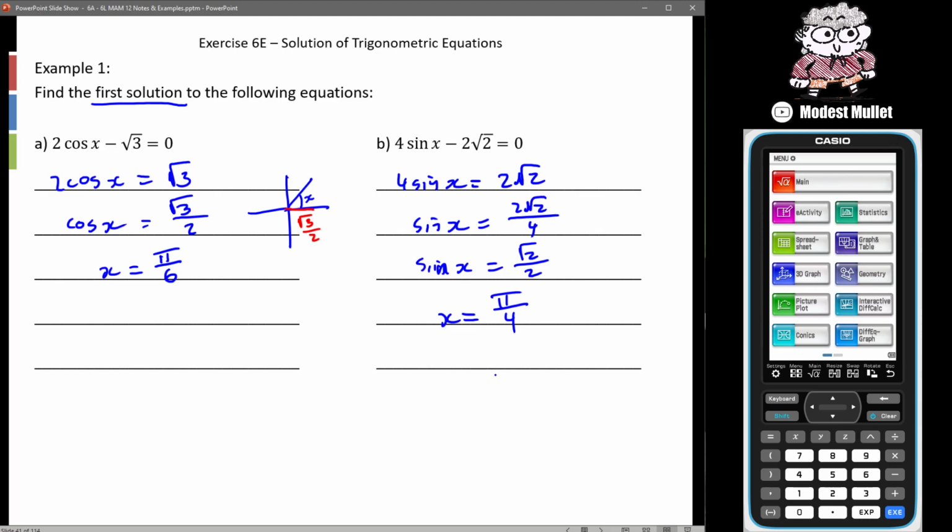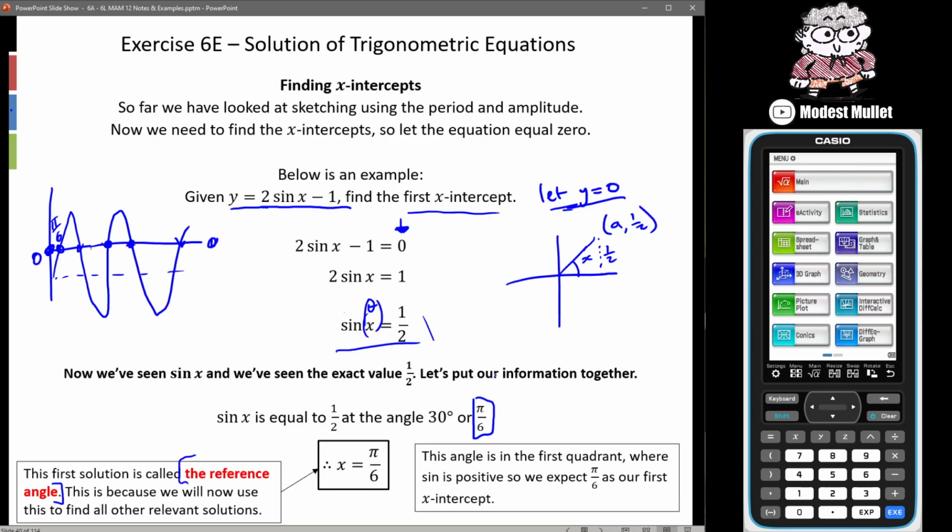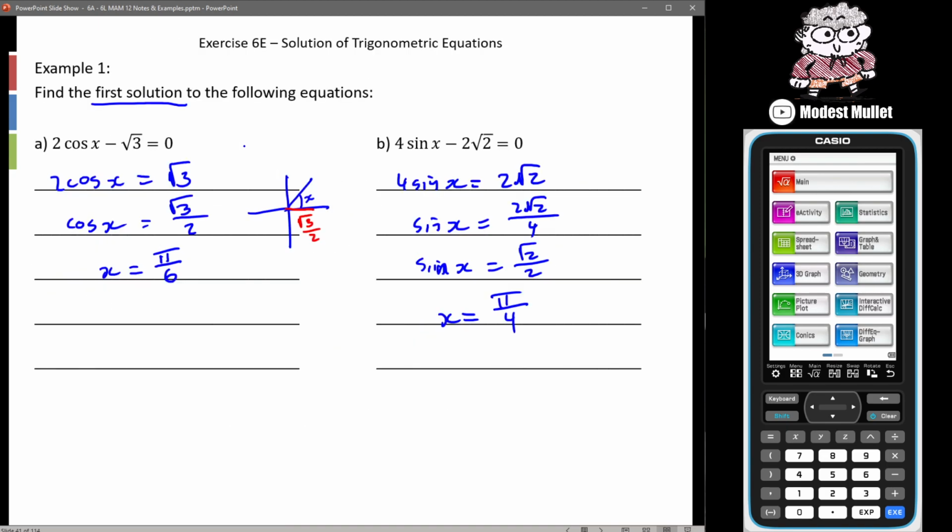So that's fairly straightforward, finding the first one, and you're going to have that down pat to get the rest of it along. The thing is, like I said back here, if we keep sketching any sine or cos, it's this continuous wave that goes on and on and on. So we're going to have more and more solutions. So where do these come into it?